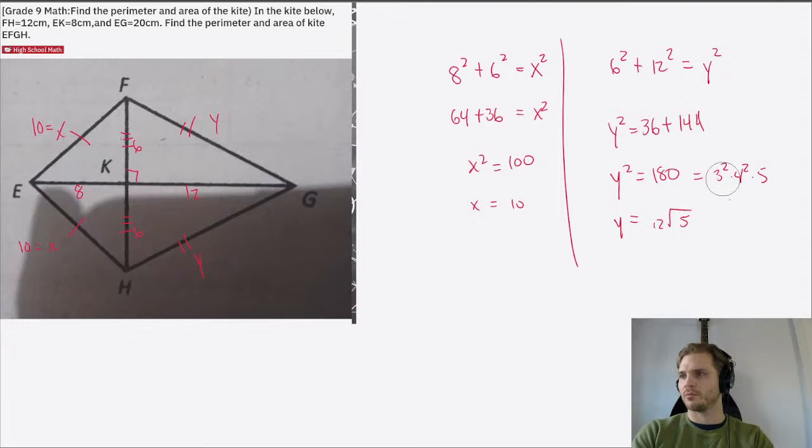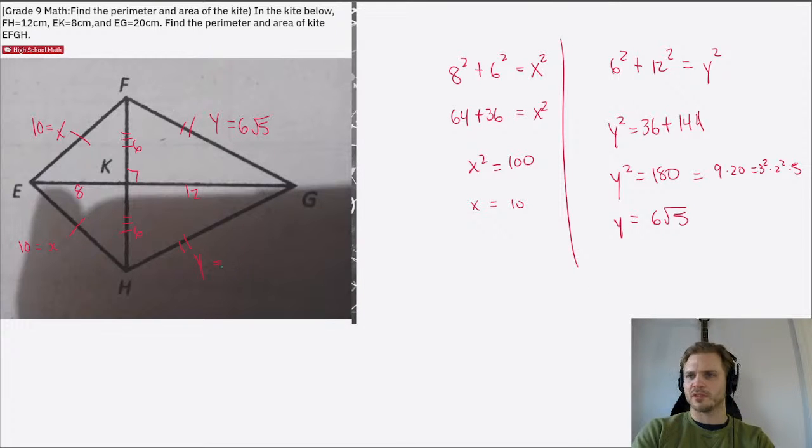No, I knew something wasn't right. This is 9 times 20, which is 3 squared times 2 squared times 5. There we go. So 6 root 5. So this is 6 root 5. This is 6 root 5.